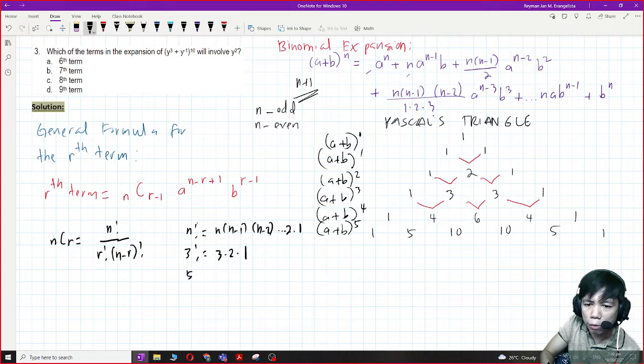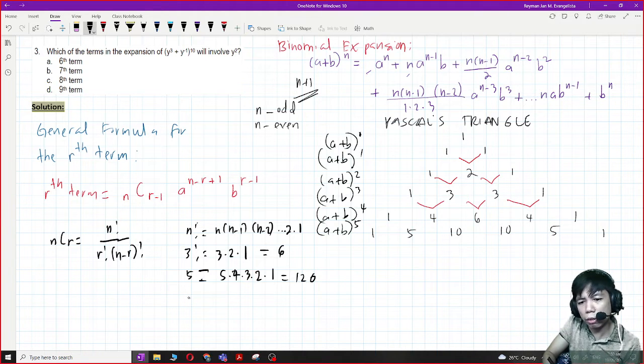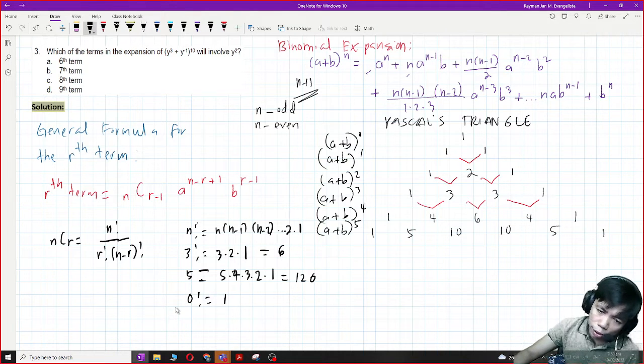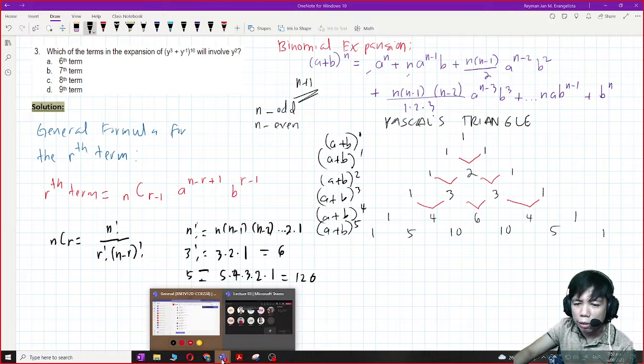Okay, pag 5 factorial naman, okay, that is 5 times 4 times 3 times 2 times 1. Okay, this is 6. This is 120. Okay, by the way, 0 factorial guys is 1. Okay. Ano yun? The permutation of 0 things, siyempre, 1 lang yan.